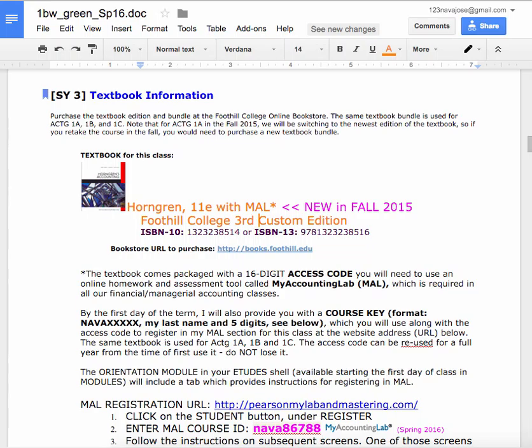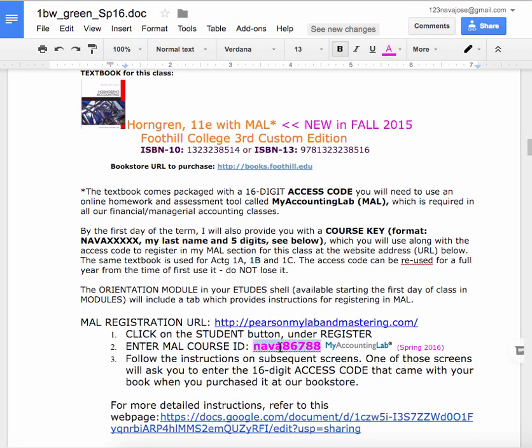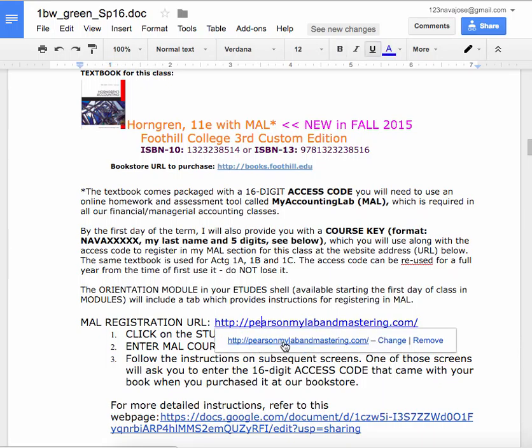Okay. Again, by now you probably have the book anyway, and MAL, and you already know that the access code that came with your book is good for accounting 1A, 1B, and 1C. It's good for 1 year from when you first used it. So make sure you have that 16-digit access code that is packaged with the book, and then you will see that here is the course ID you will also need to then register into the right My Accounting Lab or MAL section for this class.